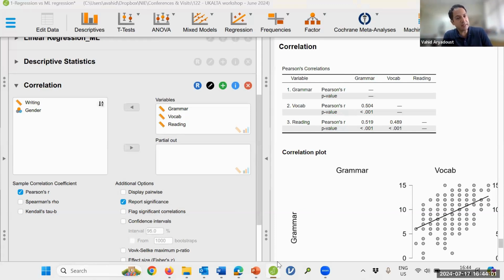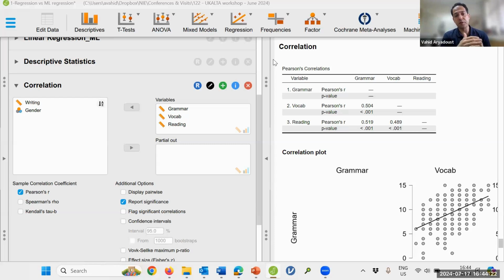0.7, yes. 0.7, that's what a lot of people agree on, 0.7. Some people are more liberal when it comes to multicollinearity, and they would go for 0.8 and even 0.9.